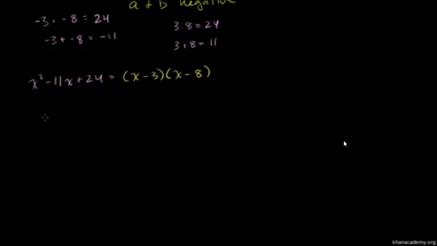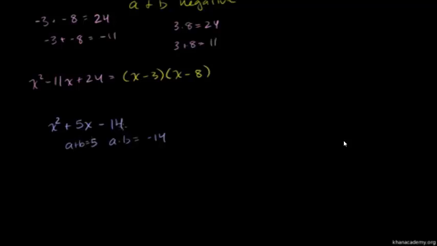Let's say I had x squared plus 5x minus 14. So here we have a different situation. The product of my two numbers is negative, right? A times B is equal to negative 14. My product is negative. That tells me that one of them is positive and one of them is negative. And when I add the two, A plus B, I get it being equal to 5.